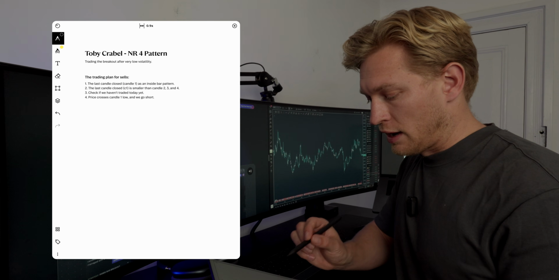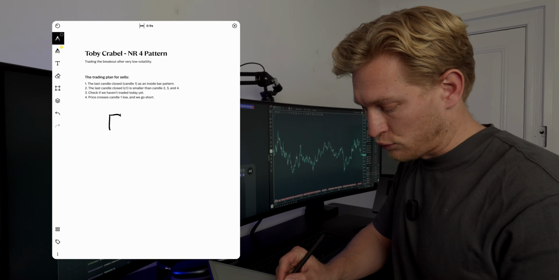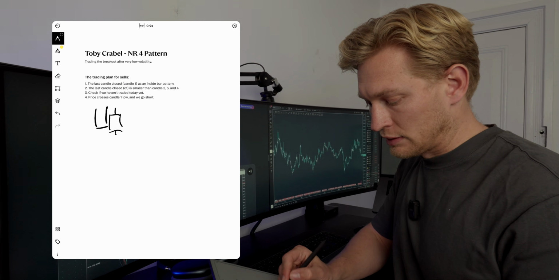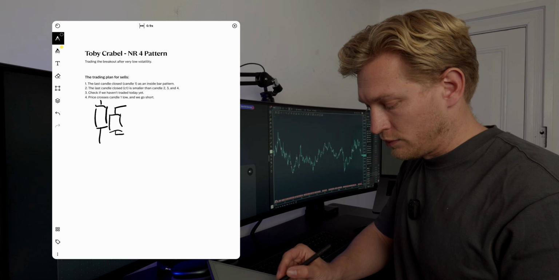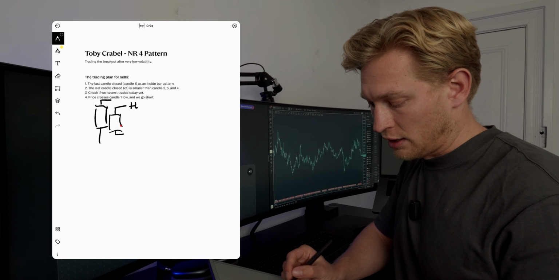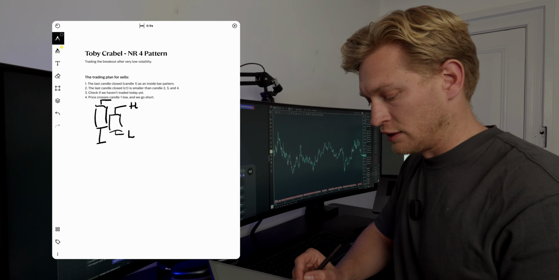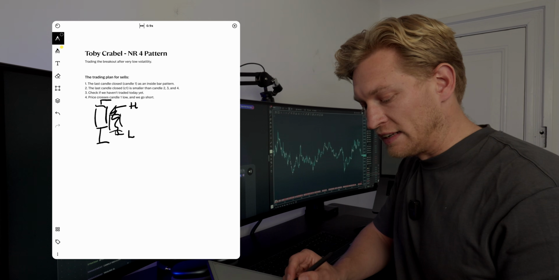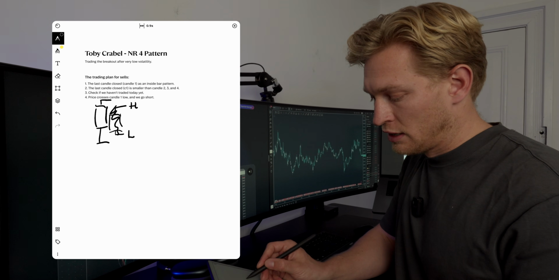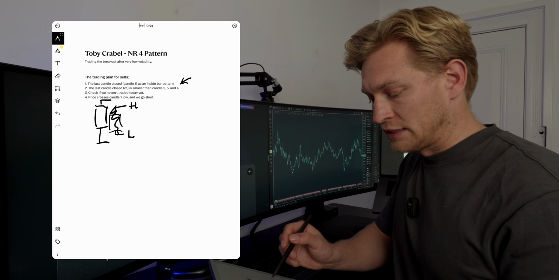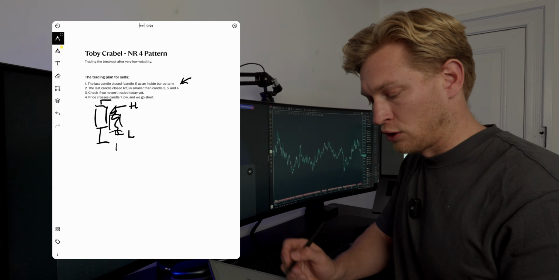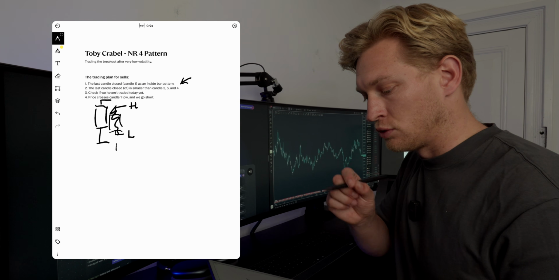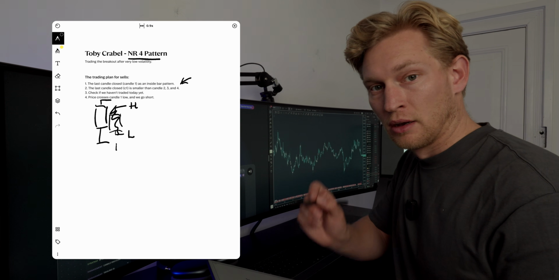So step one, if we see an inside bar in the markets, for the new ones, this is an inside bar. Let's say we have two candles here, and if you have this candle one, this high is lower than this high and this low is higher than this low, so this candle here is an inside bar. It's falling inside the candle before that. So that is the first rule: the last candle closed, candle one, is an inside bar. If we see that in the markets, we are almost ready to find an NR4 pattern setup.